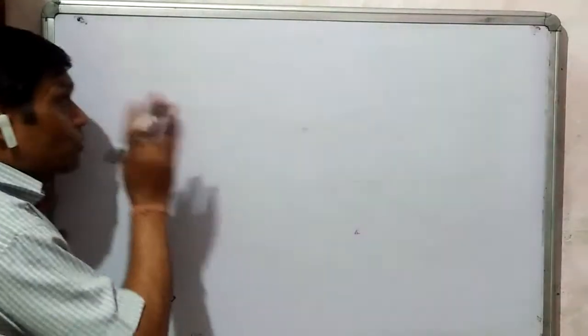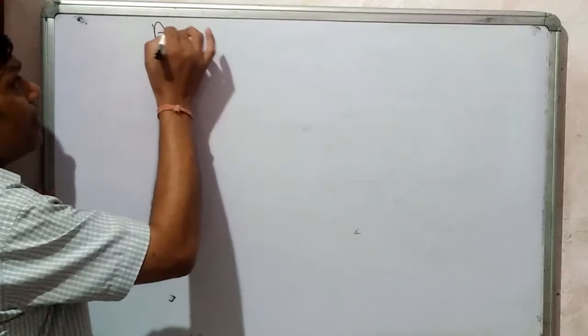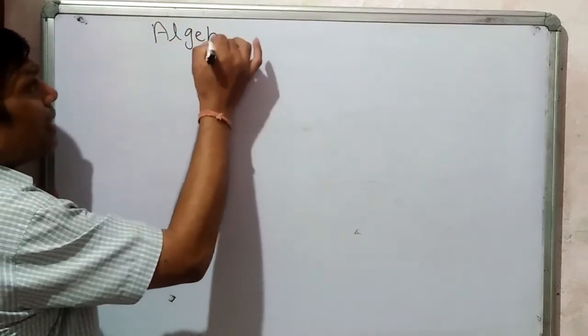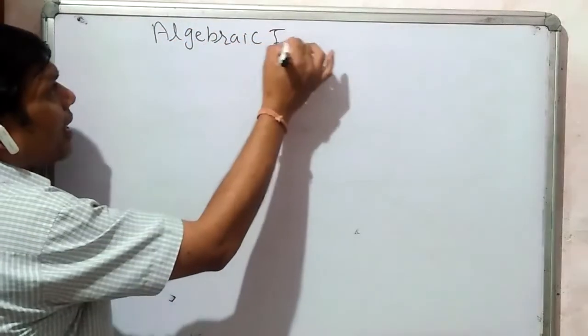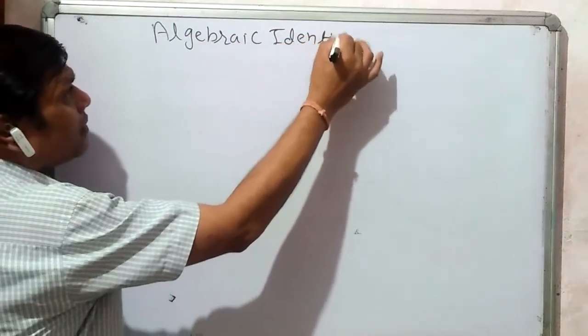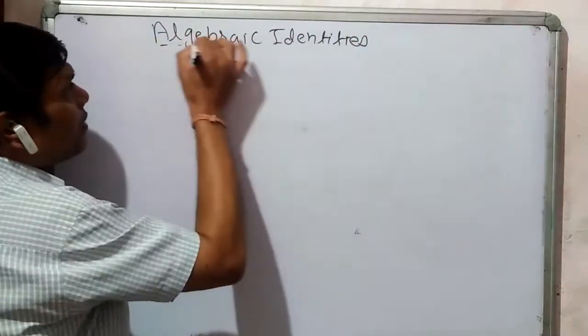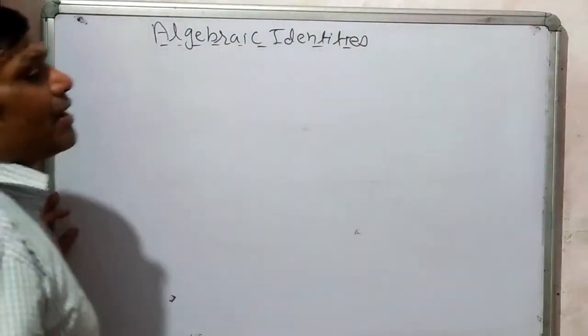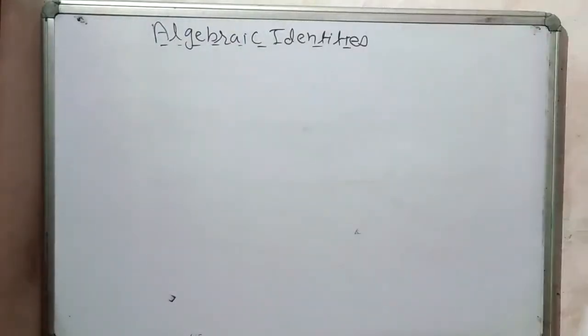Dear students, we have come to the last part of this chapter, the last concept of this chapter, which is also very important, which is the algebraic identities. Now, let me tell you, these algebraic identities are not only those which you have studied in class 8. Four of the algebraic identities you had studied in class 8.